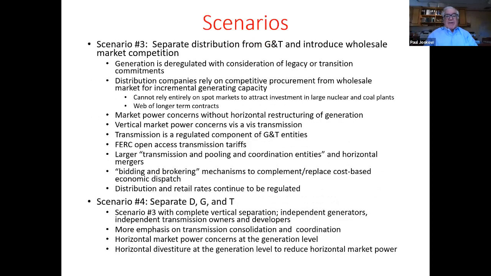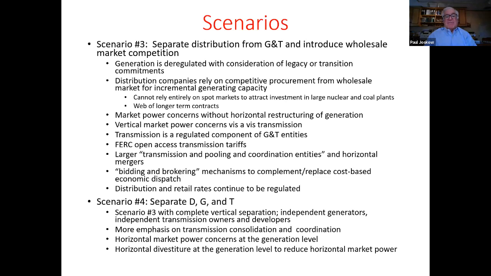And in the third scenario, we actually do some restructuring. We separate distribution from generation and transmission and, as in scenario 2, introduce wholesale market competition. Generation is deregulated, again with legacy transition arrangements. Distribution companies now have to rely on competitive procurement from wholesale markets for incremental generating capacity. They couldn't build it, they had to buy it.